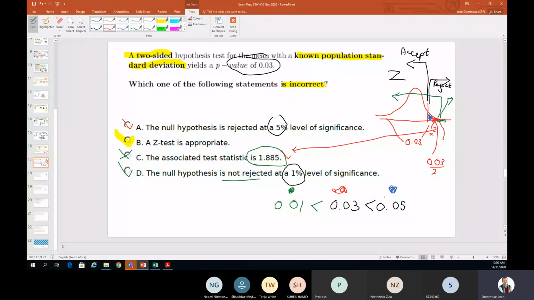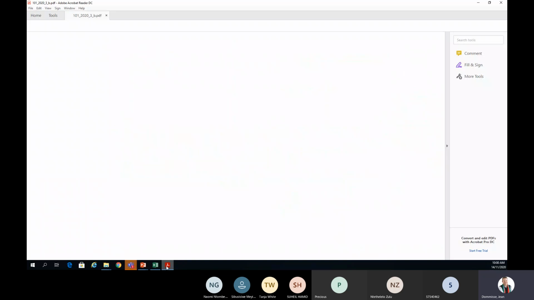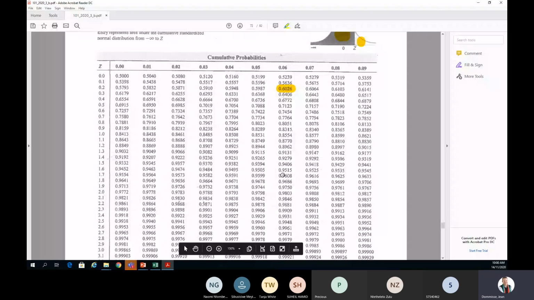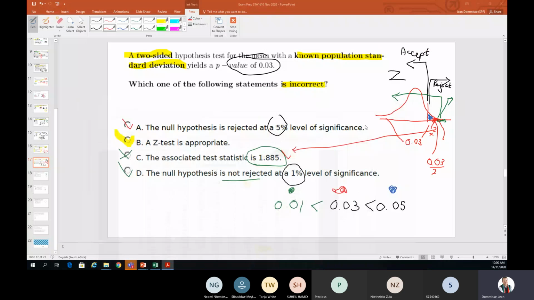So we're actually looking for the Z of the 0,985. So 0,985 would have given me 2,17. So the actual value that it should have been here is 2,17. So that is also why that one is wrong.